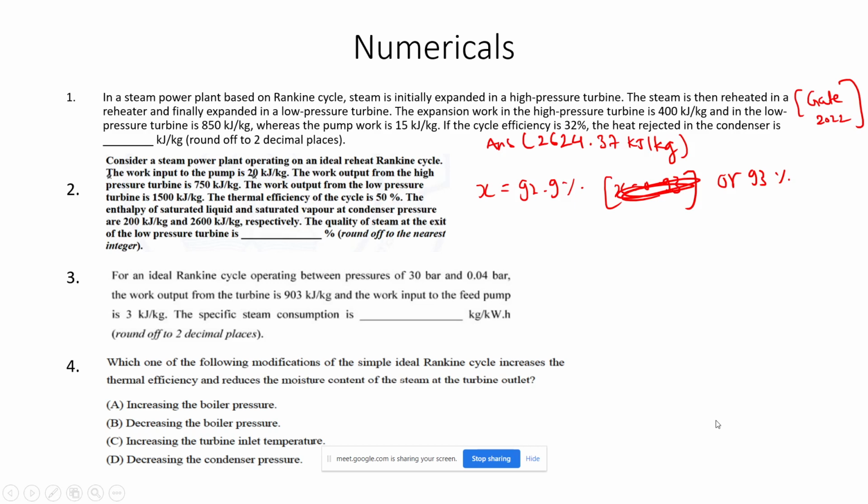Hello? Anyone? Second one 93, sir. 93%. Yeah, it is right. So anyone else who has got it, or should we solve the question?